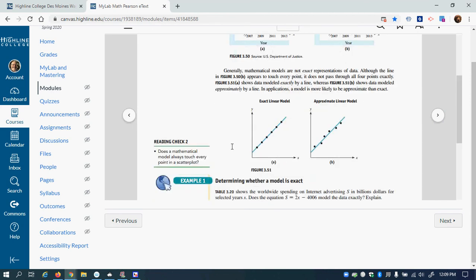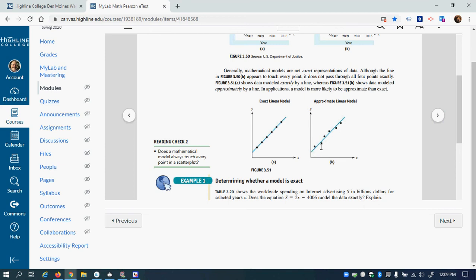So again, here are two more graphs. This one's exact because all of the points land on the line. So we call that an exact linear model. But then we do what's called an approximate linear model, where you're drawing your best line, but notice that the points are not on the line.